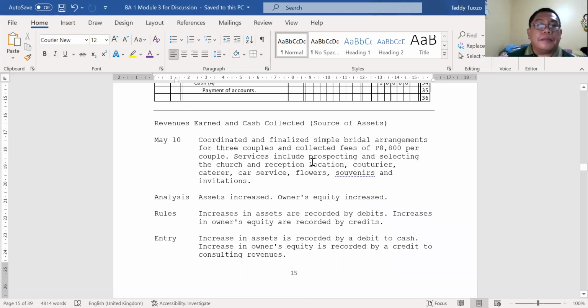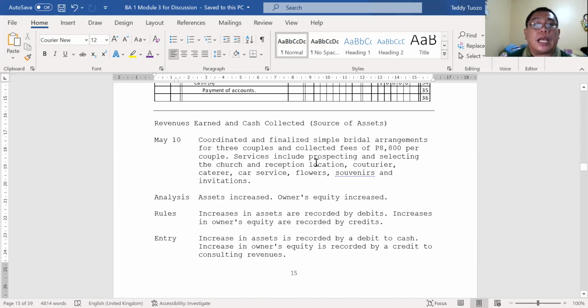Okay, next. Revenues earned and collected. May 10, coordinated and finalized simple bridal arrangements for 3 couples and collected fees of 8,800 per couple. Services include prospecting and selecting the church and reception location, couturier, caterer, car service, flowers, souvenirs, and invitations. So the assets increase, since we collected 8,800. And the value parted with would be your income, or the service income.